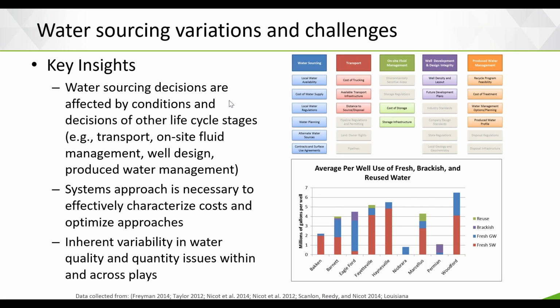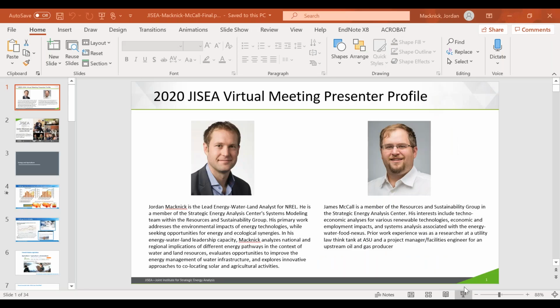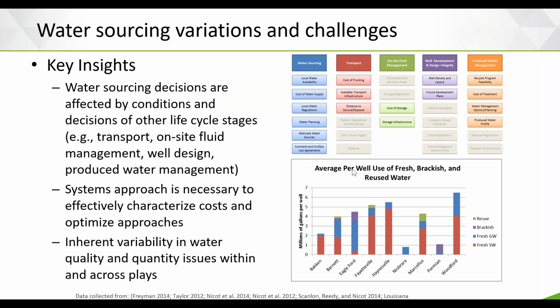So this slide is basically trying to highlight the fact that across all these different areas of water handling or management on the well site, from water sourcing all the way through produced water management, decisions that are made upstream have a fairly large impact on the downstream. So basically the water sourcing perspective, which is everything in the blue right there on the top right, is impacted by all of these different highlighted areas, such as cost of trucking, cost of storage on site, what is your well density and layout, and then what is the cost of treatment and also reuse. And so basically showing that a systemic approach is necessary to effectively characterize these costs and optimize how you actually use water.